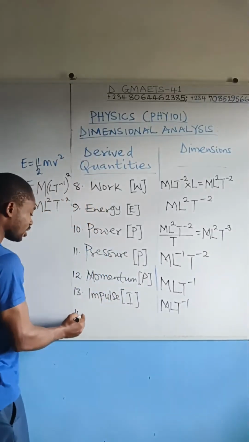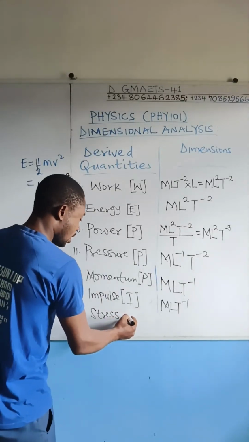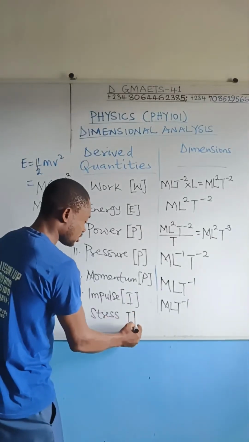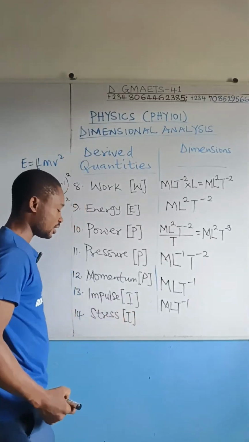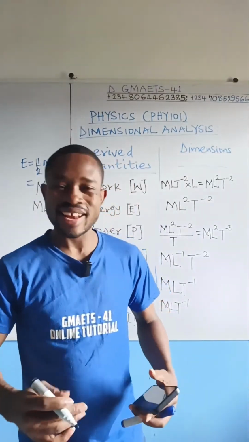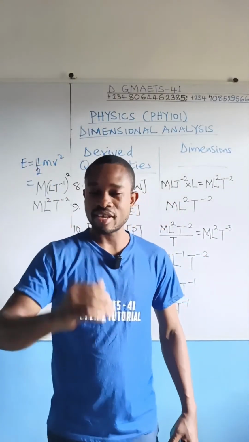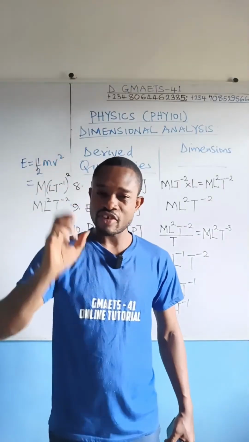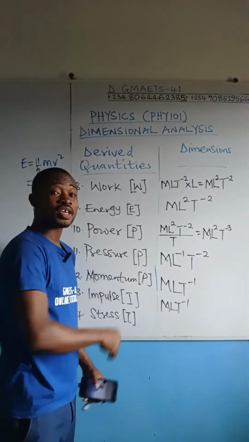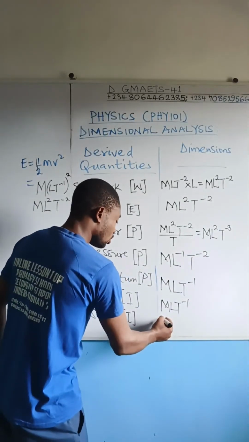Let us look at another one, stress. I'm going to use this symbol, tau, for stress, although this symbol is also used for torque. What is the dimension of stress? If you come to the topic of elasticity, you will learn that stress is force divided by area. And that takes us to pressure, because pressure is also force over what? Area.